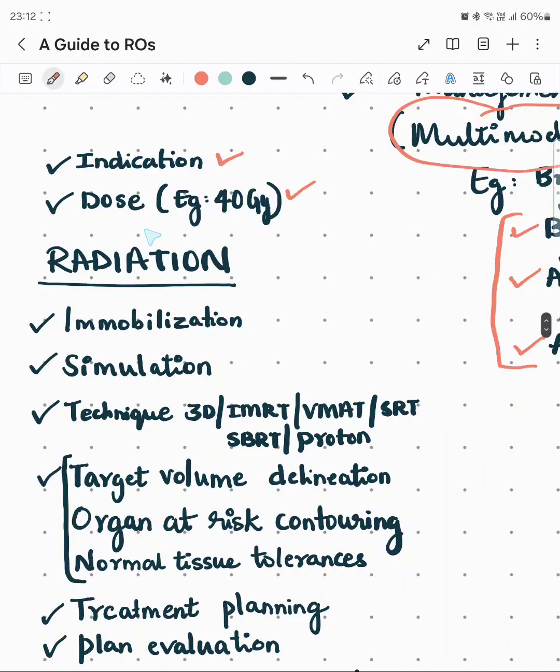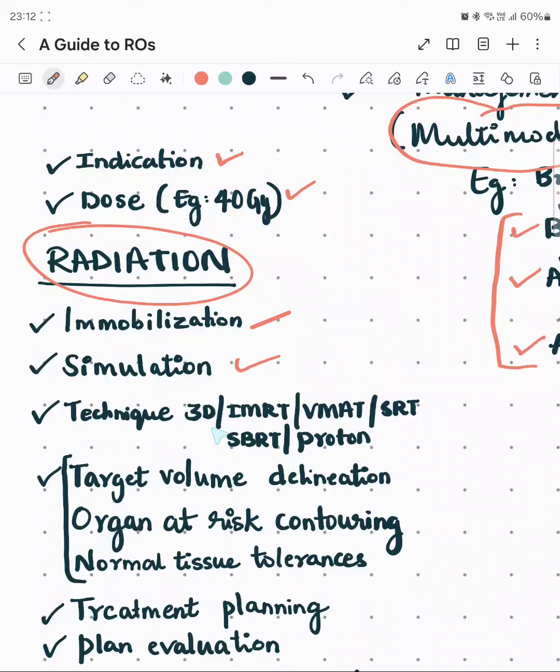The radiation part per se starts with immobilization of the patient, so that the patient does not move during the treatment. Simulation, so that you can simulate the same treatment environment before the treatment itself, so that you can be sure that the treatment that you are giving is accurate.